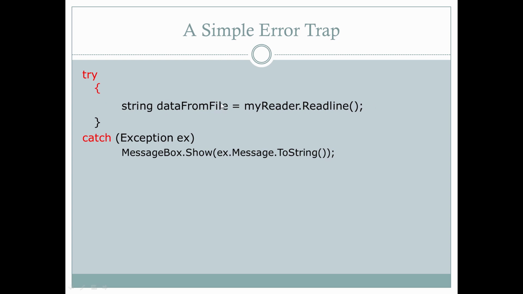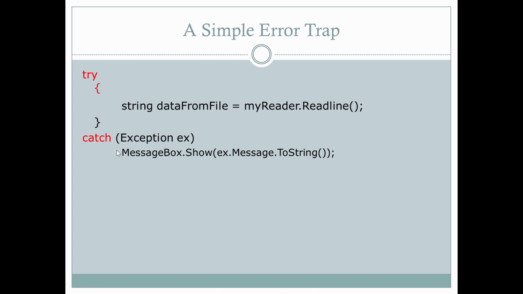I'm going to read a line. If there's any problem reading, it's going to drop down here into this catch, and it's going to put up a message box and show the message. Now I want to say something about the catch. First of all, you can have more than one catch. You can have one try, you can have 15 catches if you want. There are lots and lots of errors that you can trap.